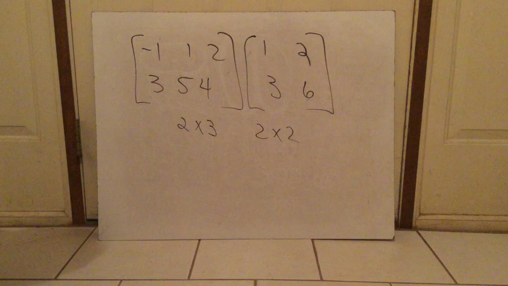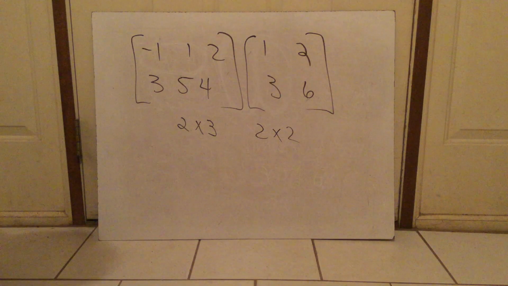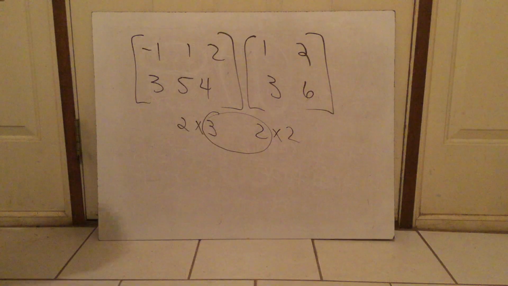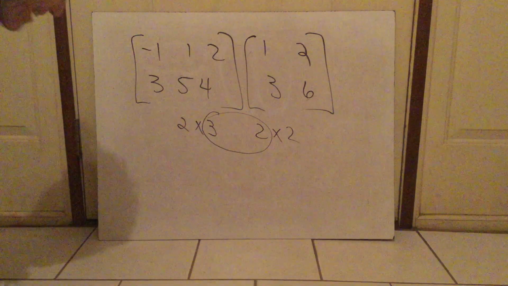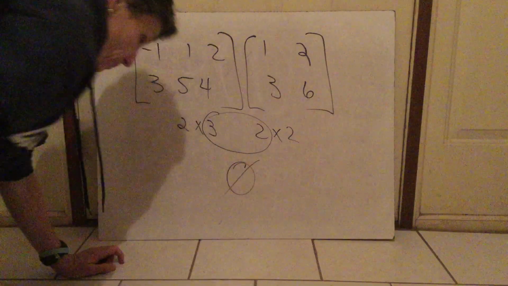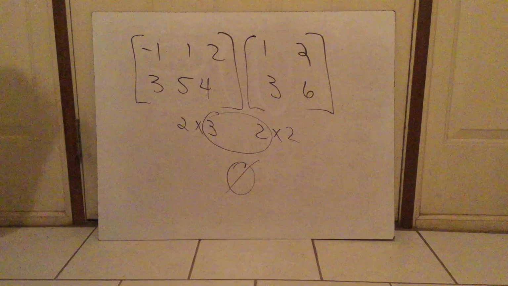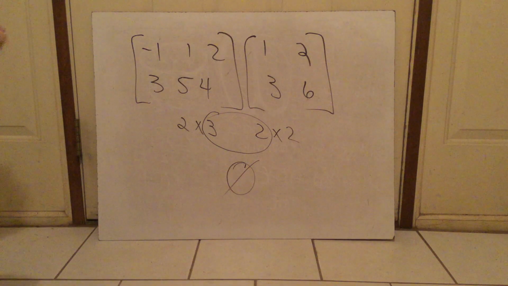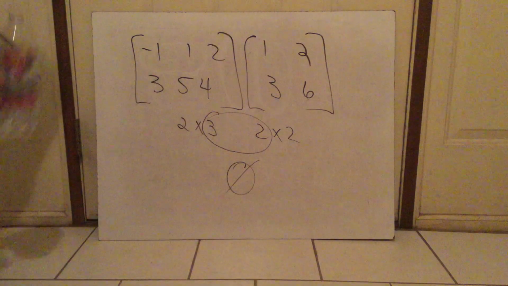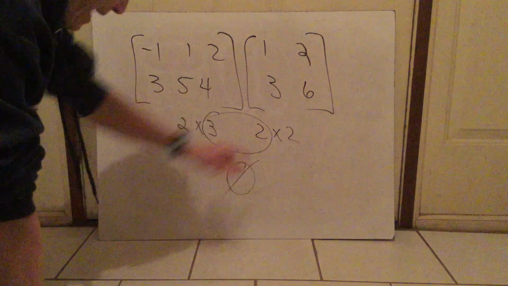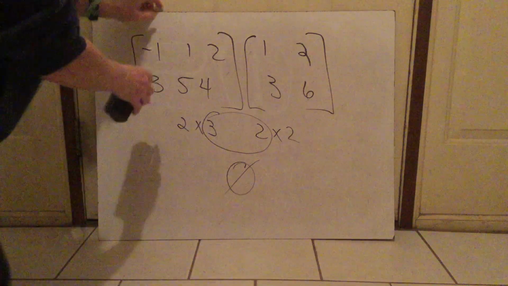Uh-oh. Trouble. These don't match. What does that mean then? That means that we cannot multiply. So I wasted a bunch of time writing that problem down. You can't multiply because they do not have the same inside dimensions there. Remember, in order to multiply, you have to have these two match. All right, we got one more problem.